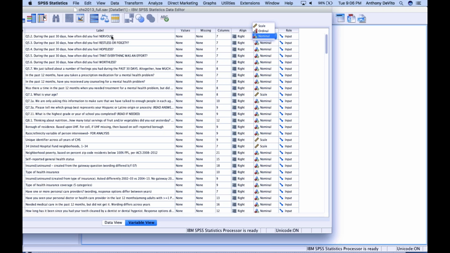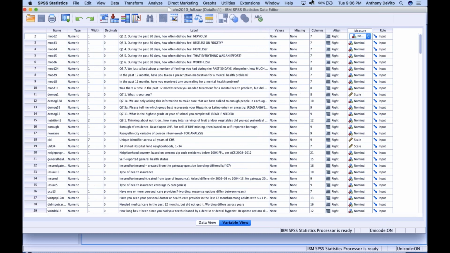In other words, not at all, 1 to 5 days, it might be something like that, where there's categories of days. So it's not really a scalar or numerical variable. But we need to determine that. We're going to see how to determine that right now. So right now I'm going to leave it on nominal, which was the guess.